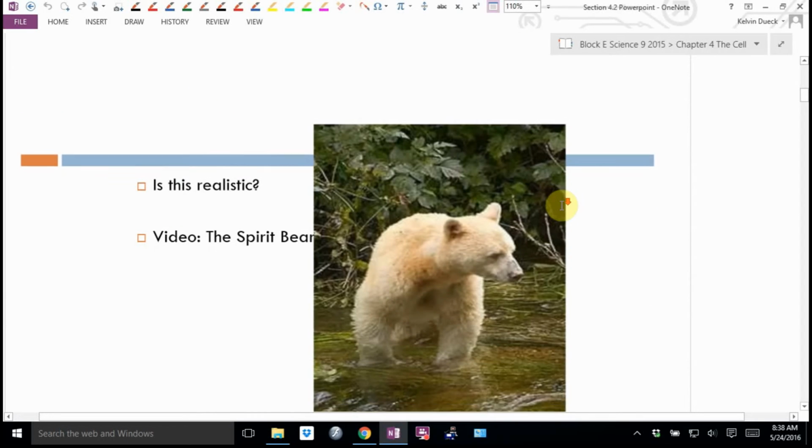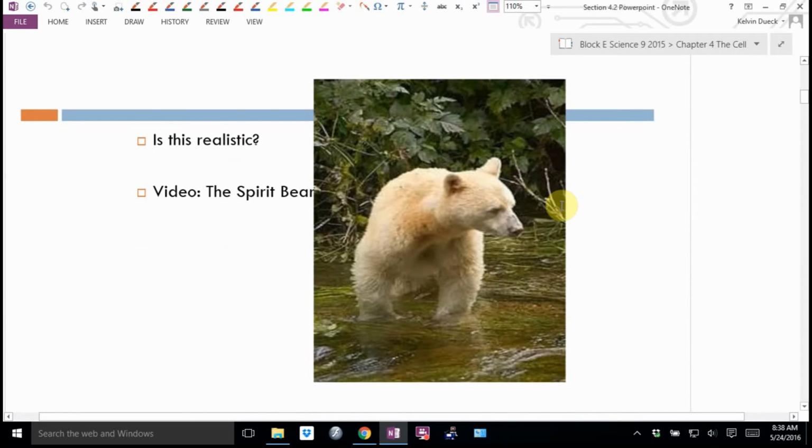What is realistic is this. Here is a black bear. No, Mr. Dewick, it looks white. No, it's a black bear family, but it has a genetic mutation. Its fur is kind of an off-white color. Put your pencil down and look up.